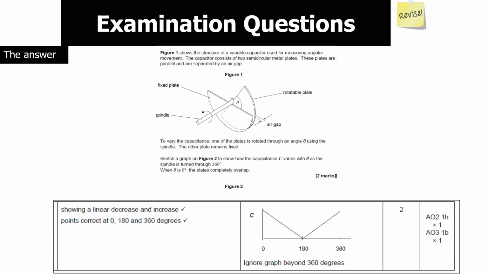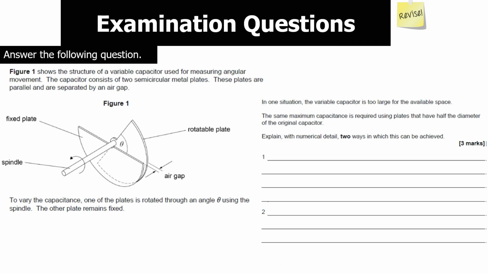60. Now it's important to note that it's going to be a linear decrease and a linear increase because you've got a constant rate of rotation, and you can think about how they will overlap, and that will constantly change how much overlaps. The next question says, in one situation the variable capacitor is too large for the available space.